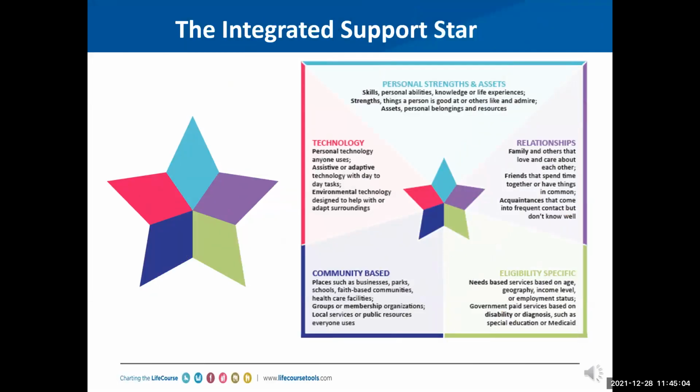One of the most powerful tools in the Charting the Life Course framework is called the Integrated Support Star. If the trajectory helps us map out what experiences to plan, the Integrated Support Star helps us think about how we carry that out. The Integrated Support Star helps broaden our thinking about where supports can come from and how we can combine and therefore leverage a variety of supports to better meet overall needs. We all constantly use an integrated array of support to get through life, through family and personal connection, to using community resources and technology, and even those supports that we might be eligible for, like health insurance, for instance.